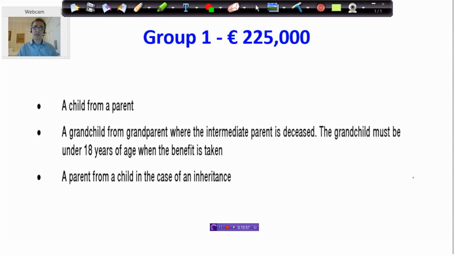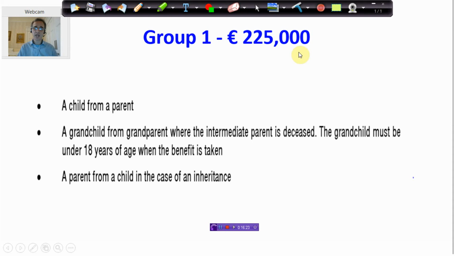Group 1. Now, I'm not going to go through the detail of the narrative here in each of these groups. What I'm going to tell you is this. There are 3 groups, so for me, there are 3 types of relationships between the disponer, the giver, and the recipient or the donee. Now, this group 1 looks to be quite an important group because the value is so high.